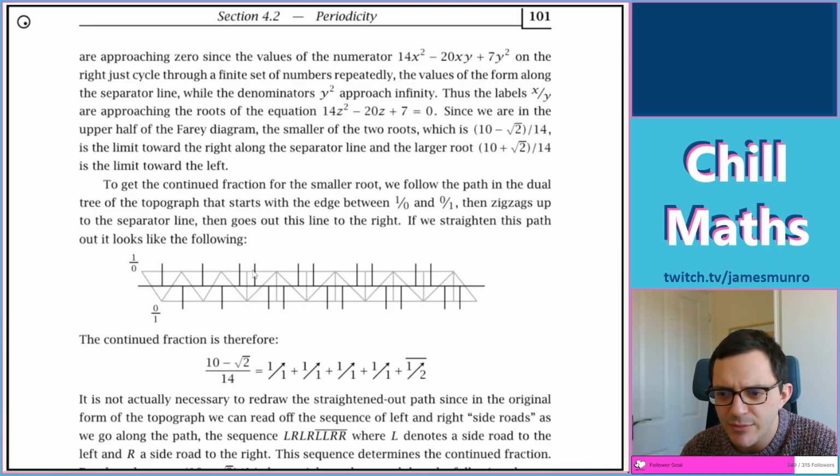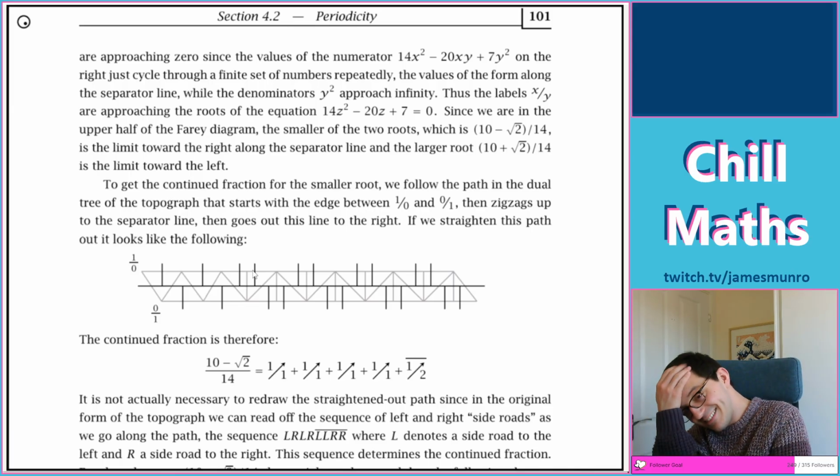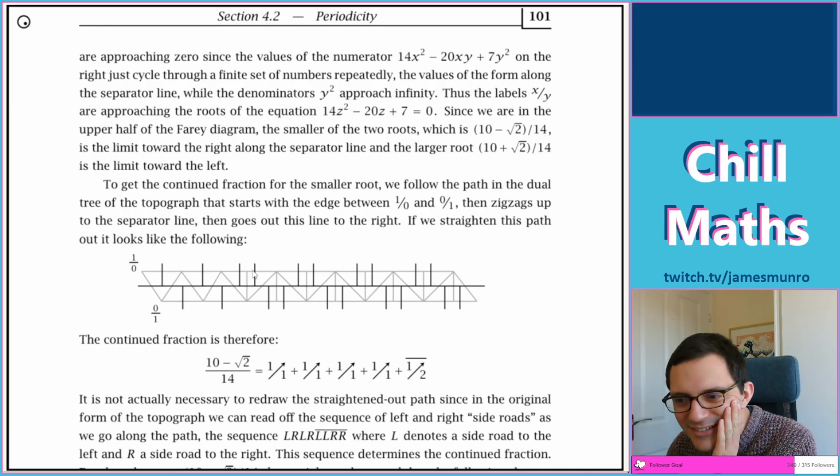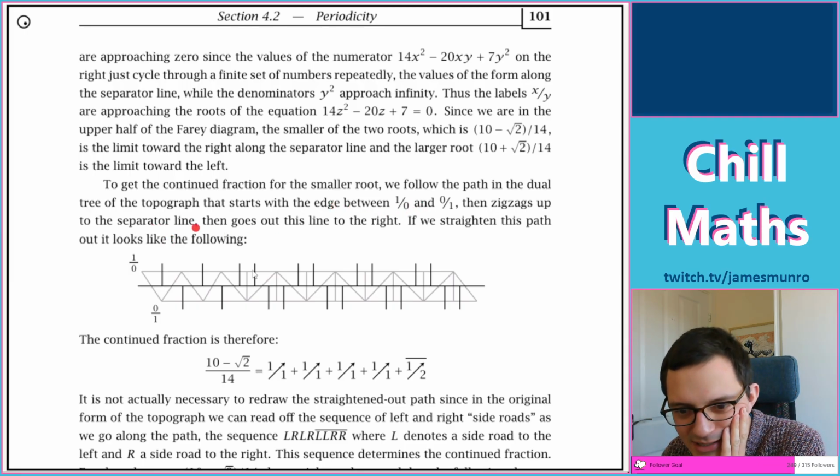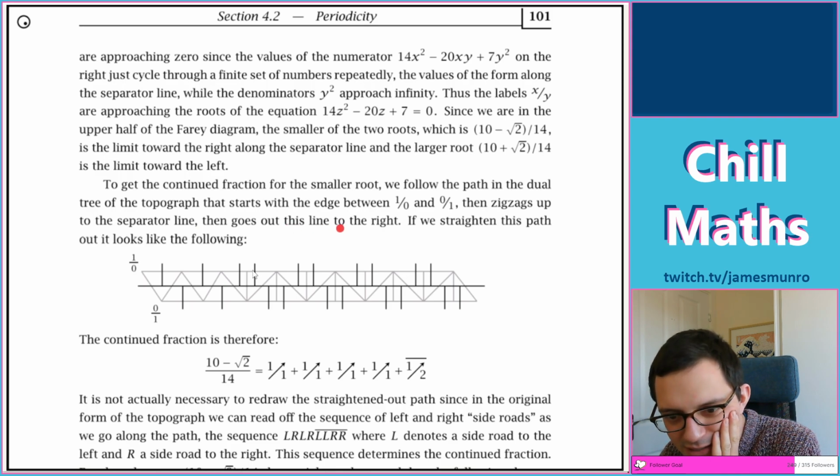To get the continued fraction of the smaller roots, we follow the path in the dual tree of the topograph that starts with the edge between 1, 0 and 0, 1, then zigzags up to the separator line, then goes out this line to the right. If we straighten out this path, it looks like the following, and there are repeating things. Read off the sequence of left and right side roads as you go along the path.